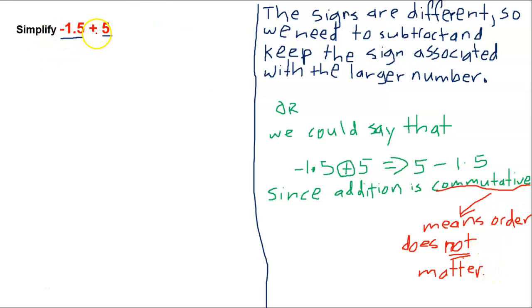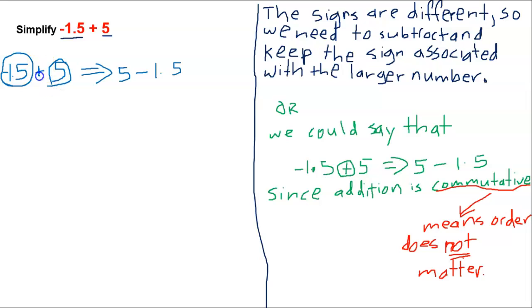So since negative 1.5 is the same as 5 subtract 1.5, negative 1.5 plus 5 is the same as 5 take away 1.5. Order doesn't matter because remember, this here is a term. Okay, this here is a term.